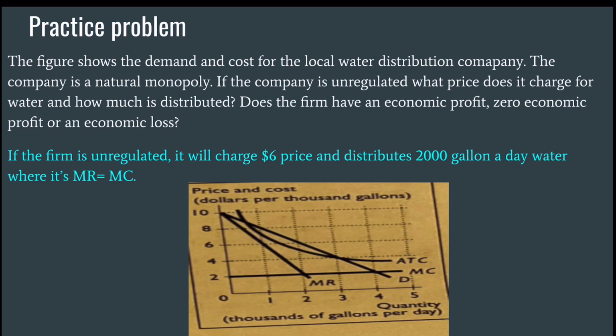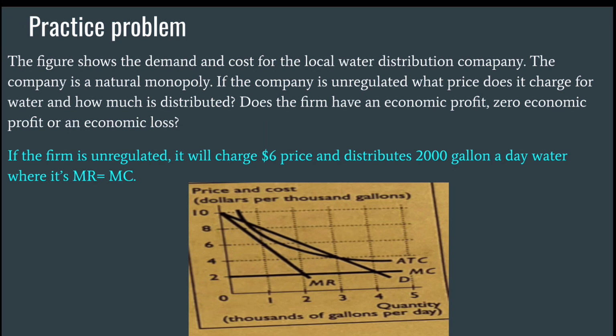Practice problem. The figure shows the demand and cost of a local water distribution company. The company is a natural monopoly. If the company is unregulated, what price does it charge for water and how much is distributed? Does the firm have an economic profit, zero economic profit, or an economic loss?